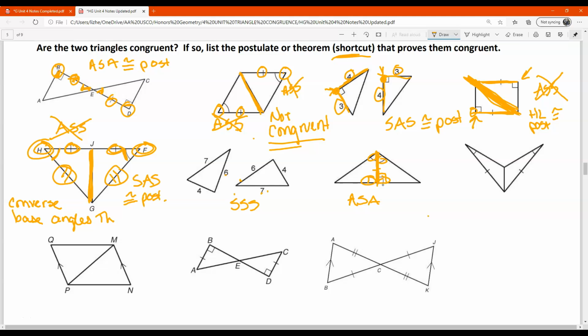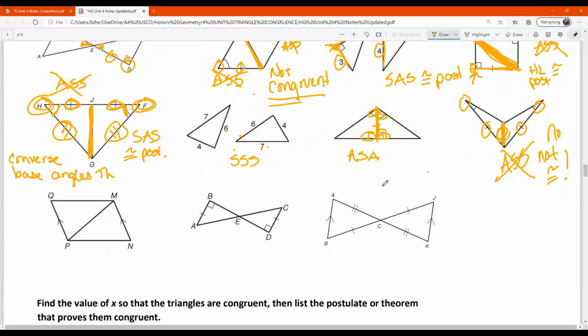Next. This is congruent to itself. It's reflexive. So I have angle, side, side. But angle, side, side does not work. So the answer is no, not congruent.